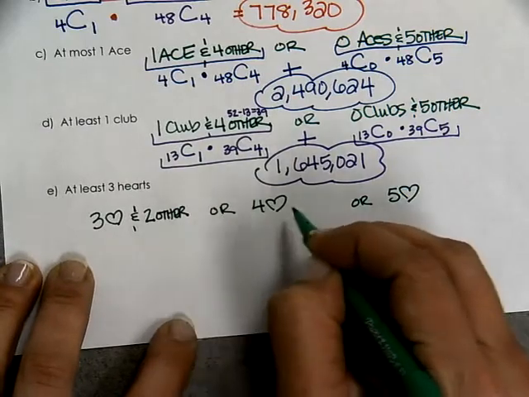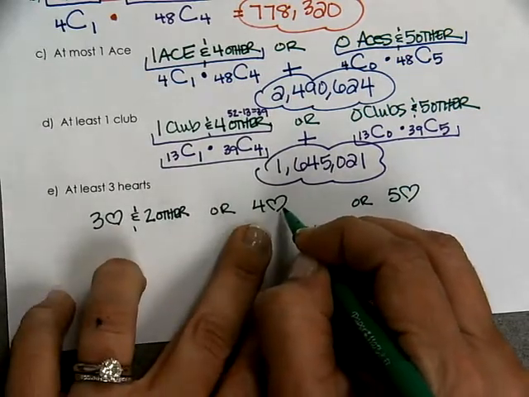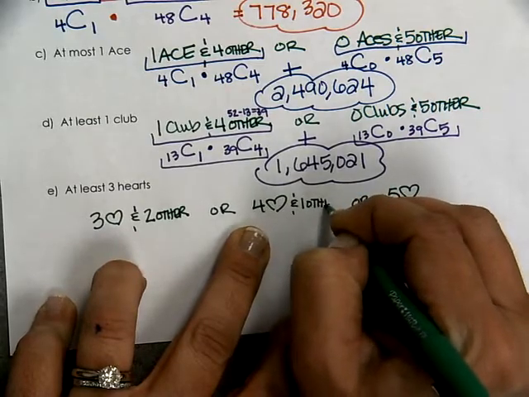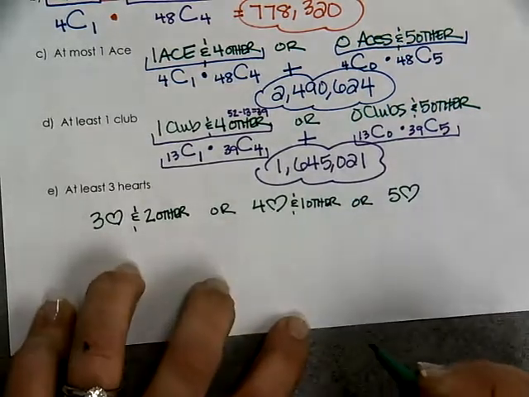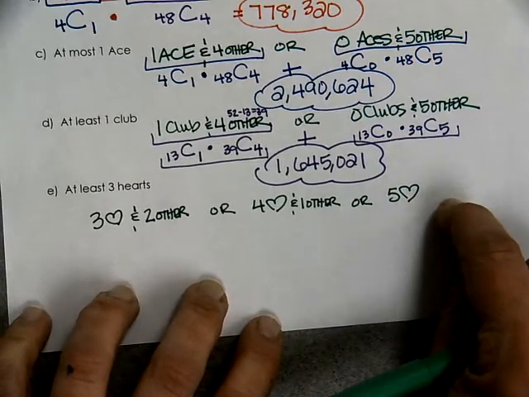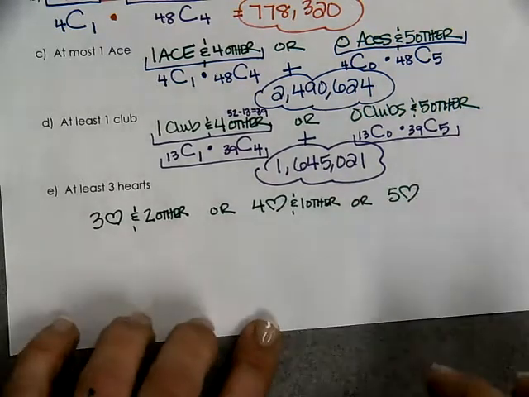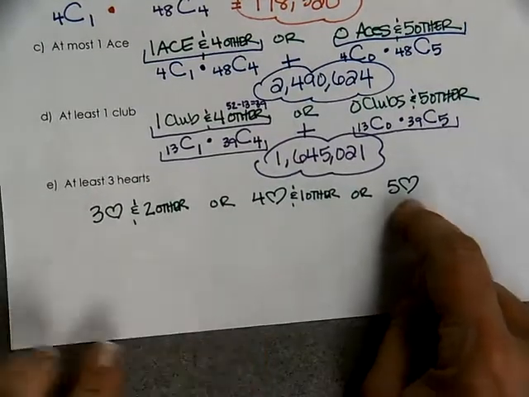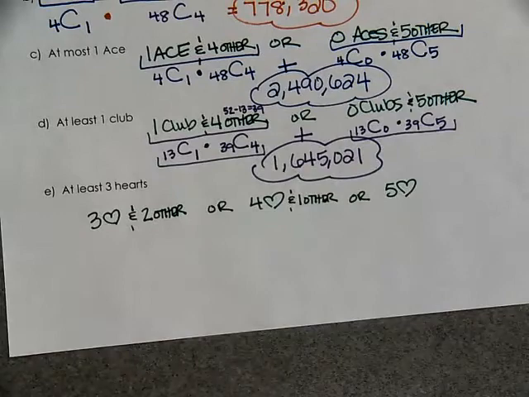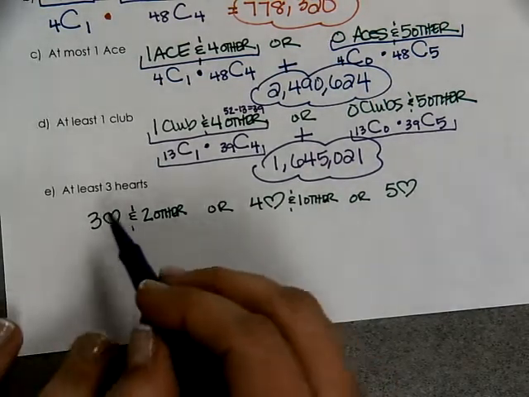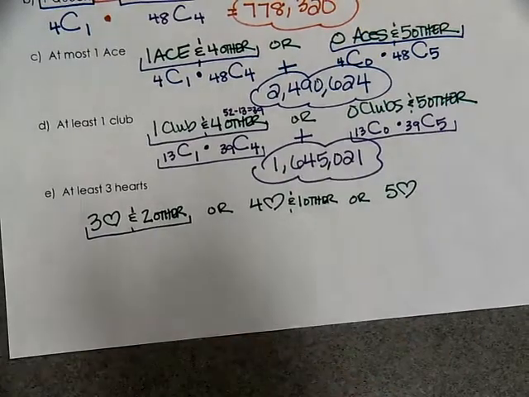So then we have or 4 hearts. So 4 hearts means that you have to have 1 other card. If you have 5 cards, do you need any other cards? You don't. You could put and 0 other if you wanted, but again, if we have our full 5 hearts, then our hand is full, we're good. So let's look at each of these. Let's look at 3 hearts and 2 other.